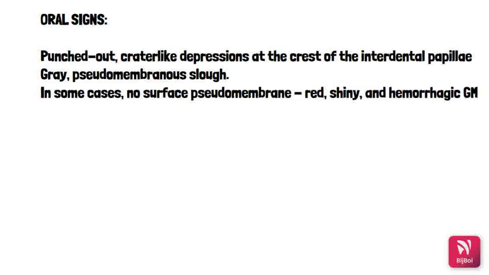The other oral signs include punched out crater-like depressions which are present at the crest of the interdental papilla, and these may extend into the marginal gingiva also. These punched out crater-like lesions are seen in the interdental papilla, may extend into the marginal gingiva, but they are not seen in the attached gingiva and in the oral mucosa. There will be a gray pseudomembranous slough. This pseudomembranous slough is demarcated from the remaining gingival mucosa by a linear gingival erythema.